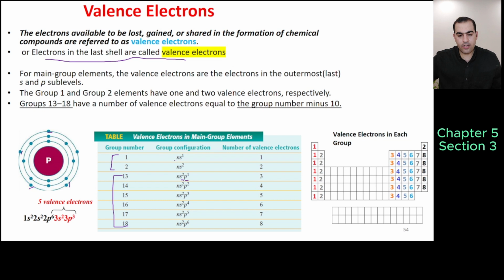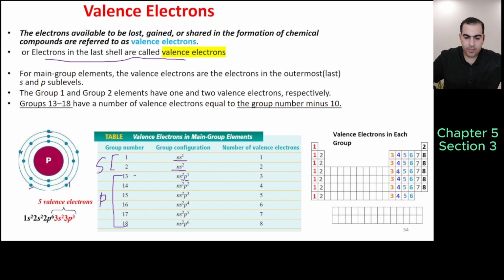Their configuration is NS1 for group 1, group 2 is NS2, meaning they have 2 electrons in the last S, and they have 2 valence electrons. These 2 valence electrons are in the last S, in the last shell. But group 13 is in the P block. For the P block, electrons in last S and last P are valence electrons. Group 13 configuration is NS2 NP1. NP contains only 1 electron. Together 2 plus 1, 3. Okay, 3 valence electrons. Or we can say group number minus 10 is the number of valence electrons.